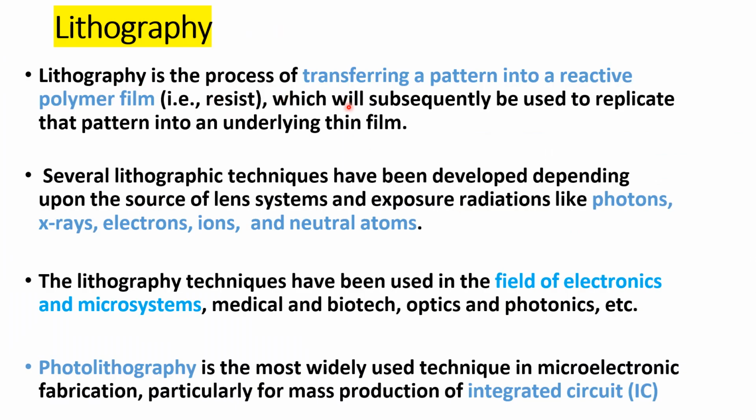So lithography is the process of transferring a pattern on the substrate using some photoresist or polymer film, and several techniques are used to make this lithography, and some radiations are used like photons, X-rays, or electrons for developing the structure. The lithography techniques have been used in the field of electronics, and of optics and photonics also. And photolithography is the most widely used technique in microelectronics fabrication and production of integrated circuits.